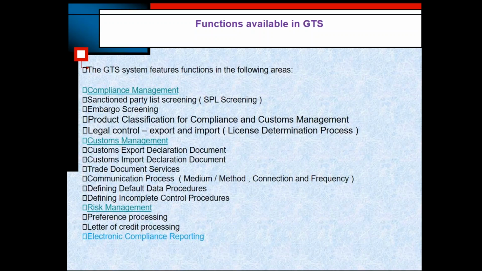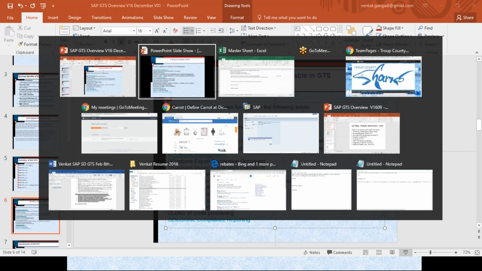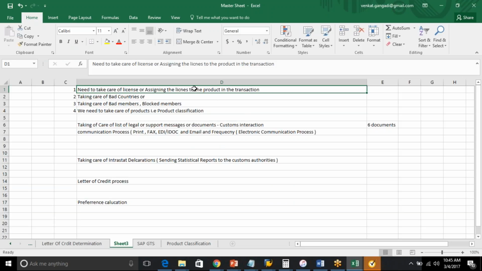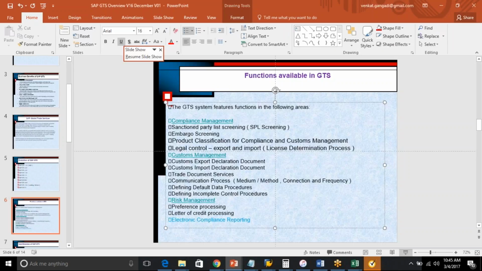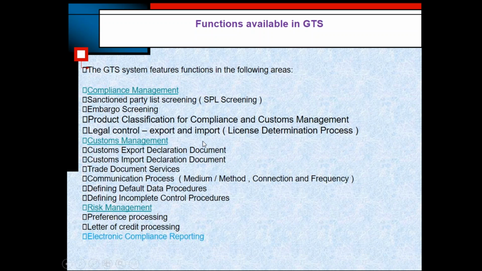the license determination application area will help the client to assign available license records to the product in the transaction automatically. The system will take care of this license assignment process automatically. So the first requirement will be fulfilled with the help of the license determination process in the GTS module under compliance management.